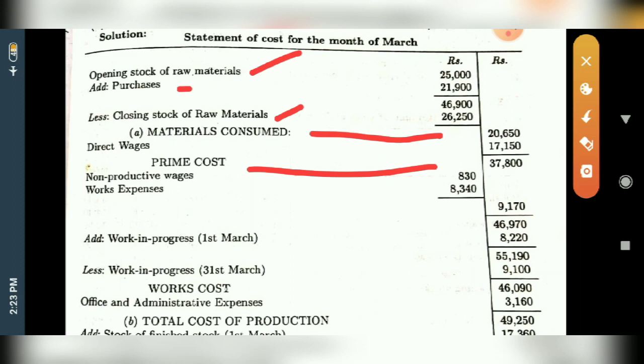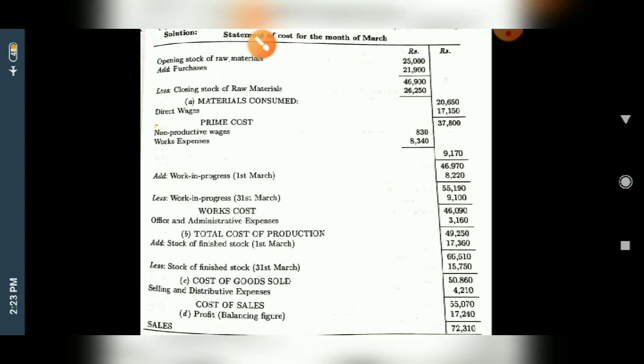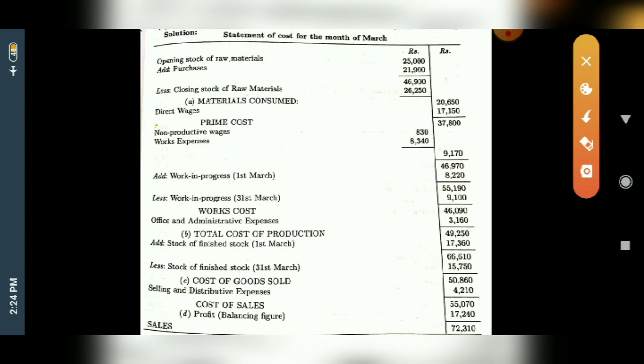Then after that, non-productive wages and works expenses are to be considered. So here works expenses are to be taken into consideration to get the works cost, isn't it? For that reason, you have to add work in progress opening stock and deduct work in progress closing stock. Then you will get your works cost.